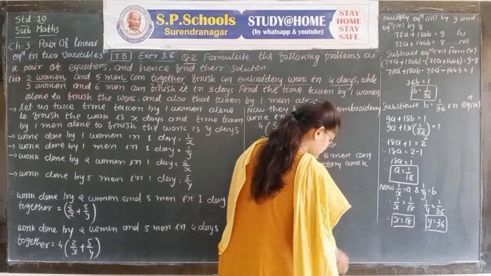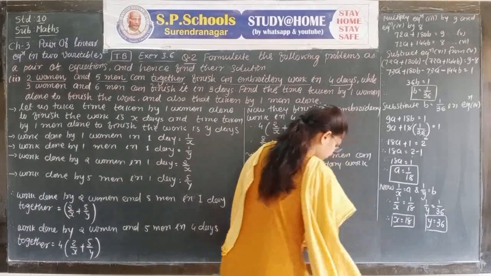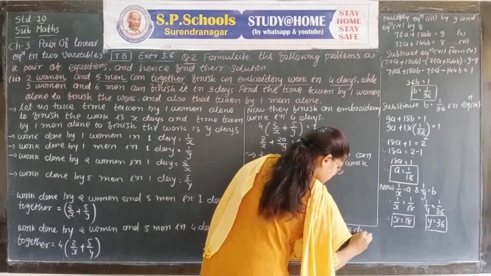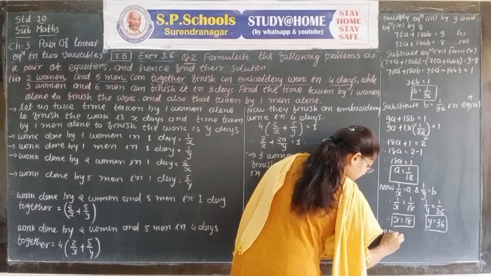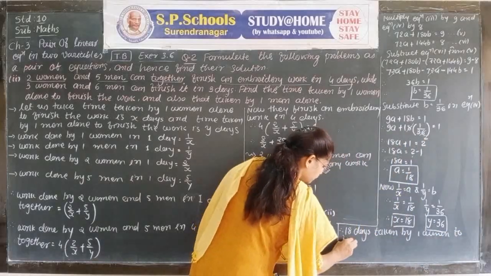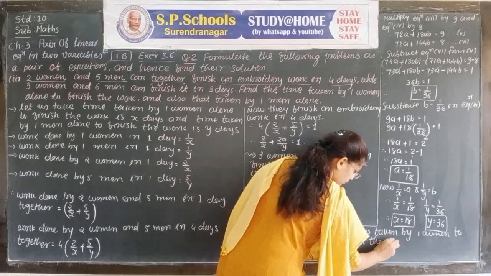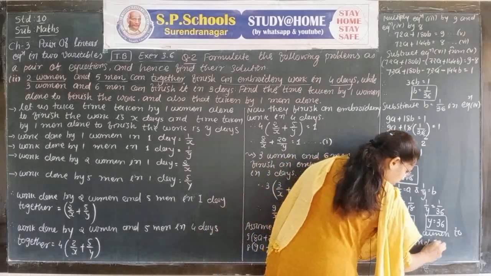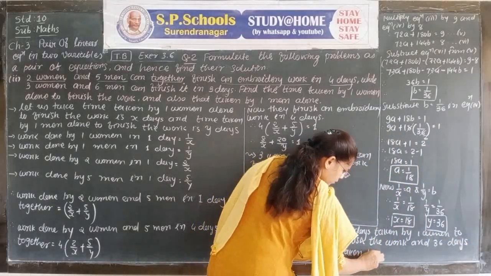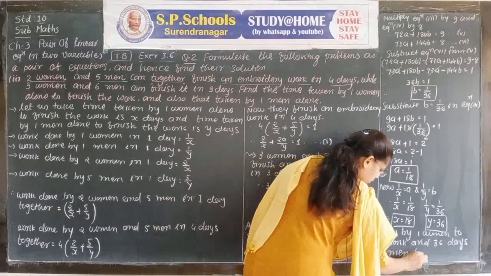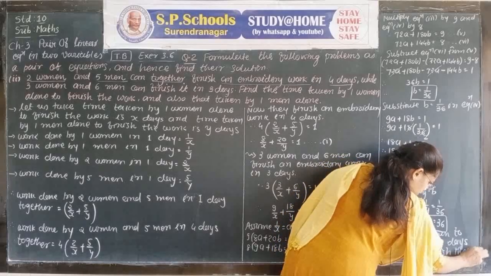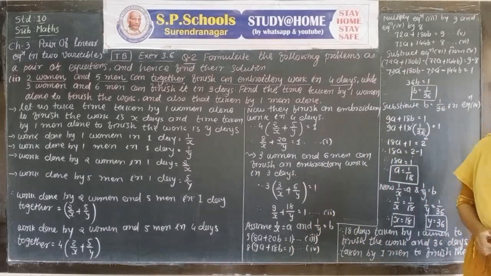We write here the answer. Therefore 18 days taken by one woman to finish the work, and 36 days taken by one man to finish the work. Here the second number is completed. Now we go for the third.